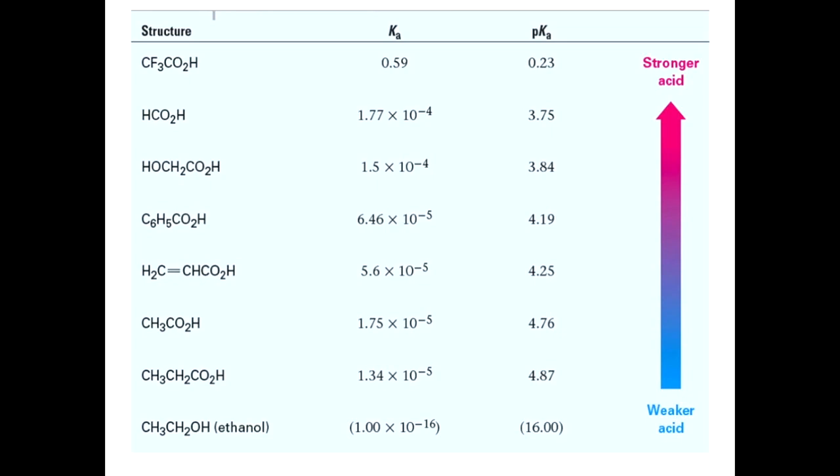Similarly, ethanol has a Ka of 1.1 into 10 to the power of minus 16 and a pKa value of 16. So we know generally that the lower the pKa value, the higher the acidity. That's why trifluoroacetic acid, which has the lowest pKa value of 0.23, is a strong acid, whereas ethanol, which has the highest pKa value of 16, has weak acidic character.